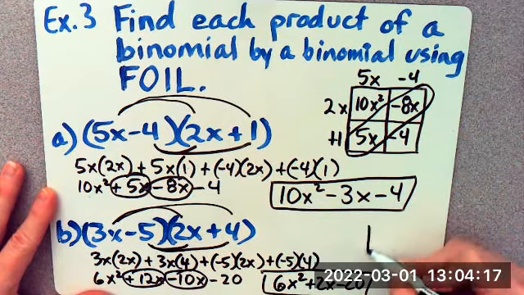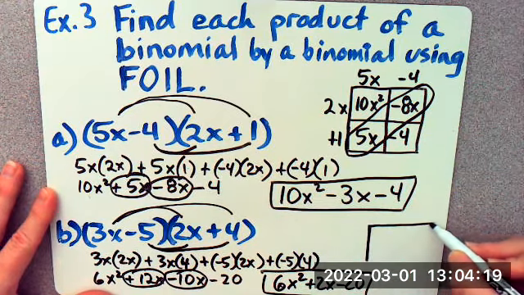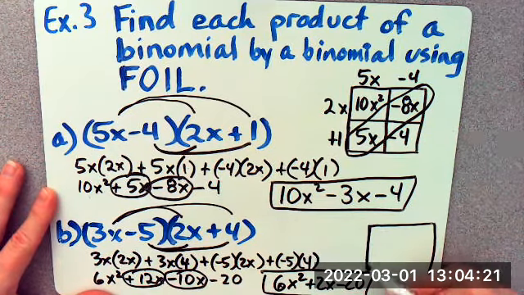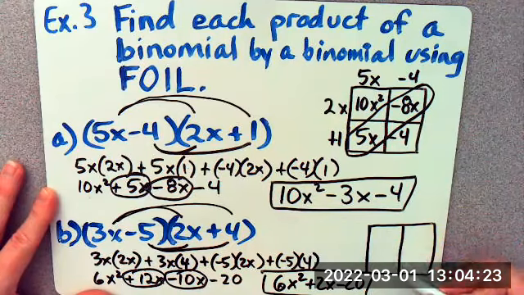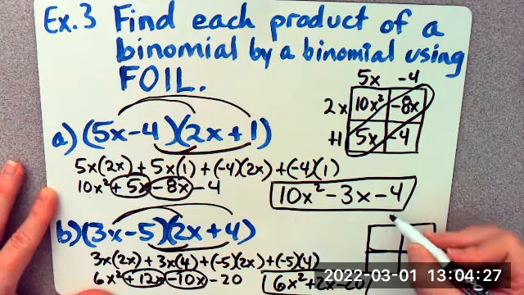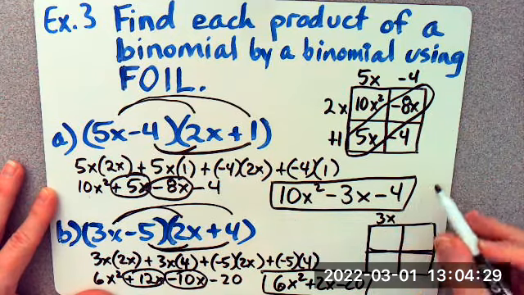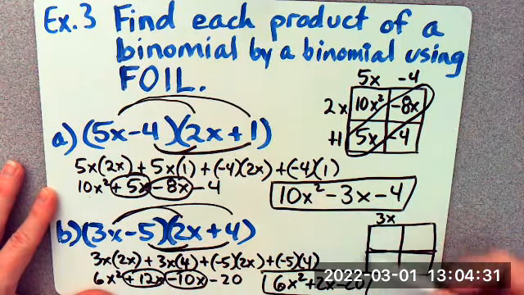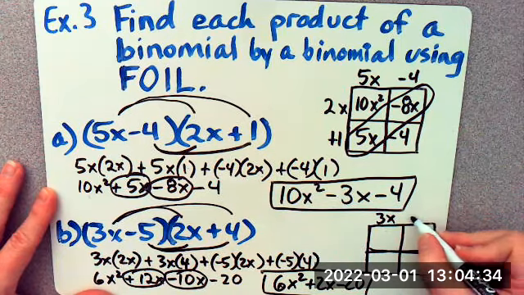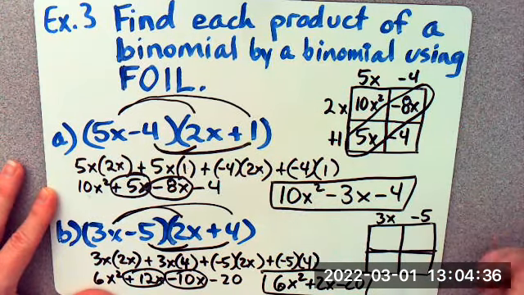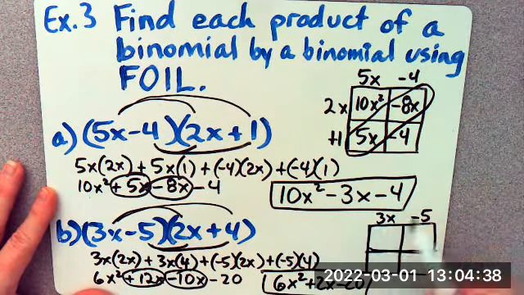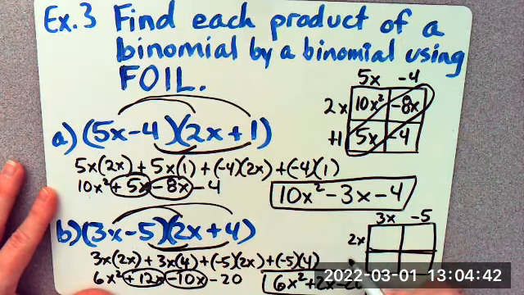So we can do the same thing with this binomial. So we have 3x, and it doesn't matter if I put this one on the top or on the side, so don't worry about it. The commutative property of multiplication says you can put it here or you can put it here. So we have 2x and then plus 4.